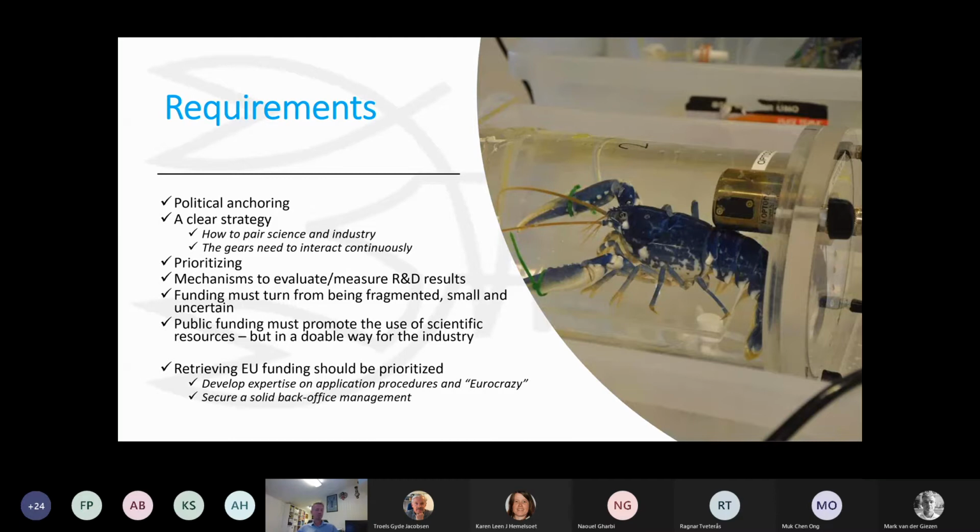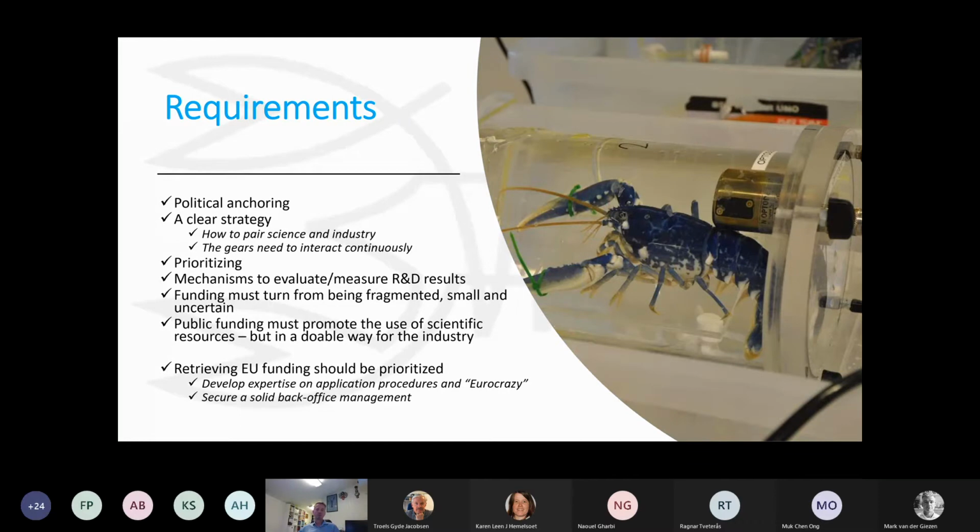And also the funding, from a startup point of view, we see it as fragmented, small, and very uncertain. So I think it's important to consolidate the funding opportunities and to promote the use of scientific researchers in a doable way for the company.